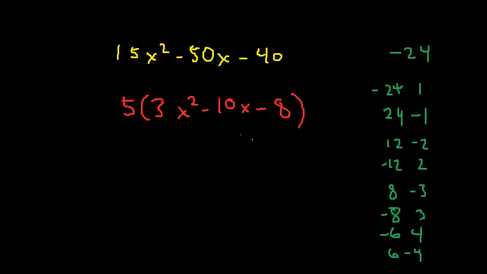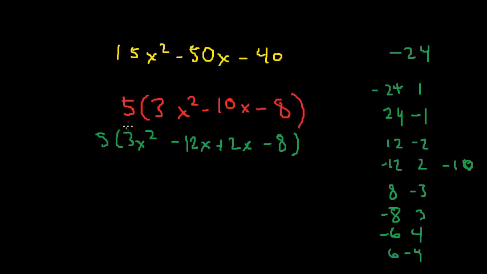Looking for the one that adds up to negative 10. And I see here, negative 12 plus 2 gives me my negative 10. So I'm going to split that middle term then into negative 12 and positive 2, keeping my greatest common factor out front. I have 5 times 3x squared minus 12x plus 2x minus 8.